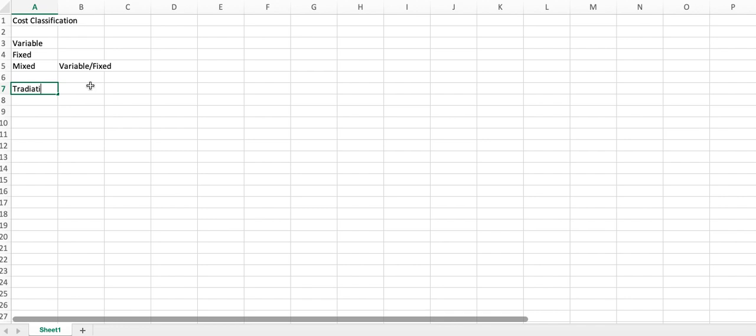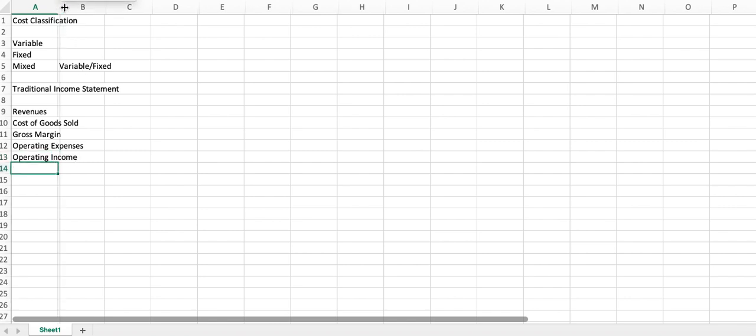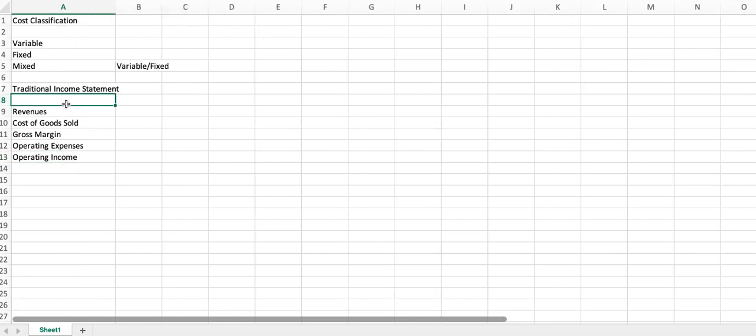We have the traditional income statement, which is your revenue minus your cost of goods sold, which gives you gross margin, minus your operating expenses, which gives you your operating income. And that's a very, very small skeleton of a traditional income statement.